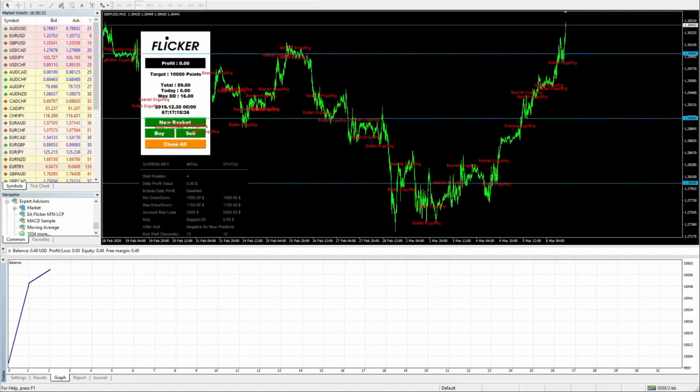The first thing is you need to have your entry signals. The second thing would be your risk management, and last but not least would be your exit signals. Once you have these three components in your EA, I am very sure that your trading would be much better.